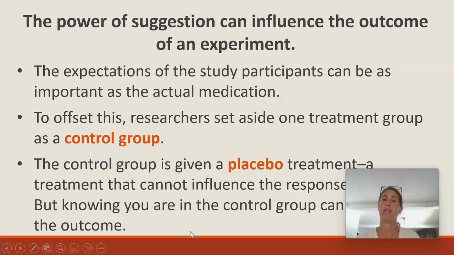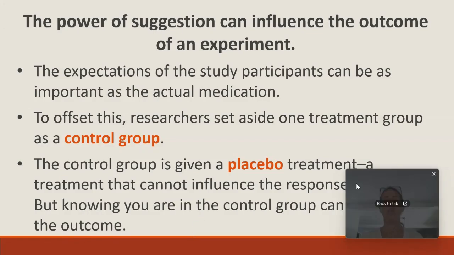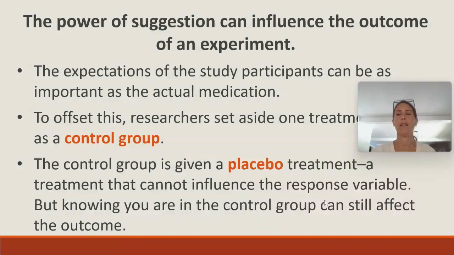So we have to be careful because the power of suggestion can influence the outcome of an experiment. The expectations of the study participants can be as important as the actual medication. And so to offset this, researchers set aside one treatment group as a control group. And the control group is given a placebo treatment, a treatment that cannot influence the response variable, but knowing you're in the control group can still affect the outcome.